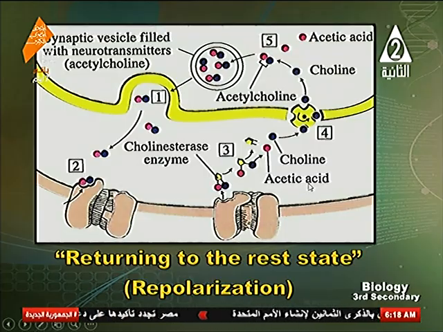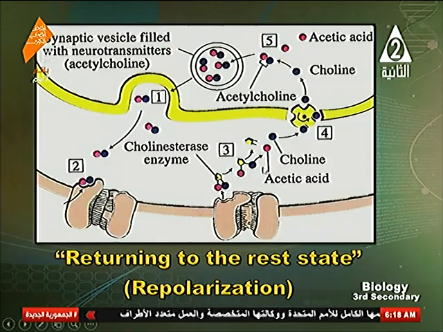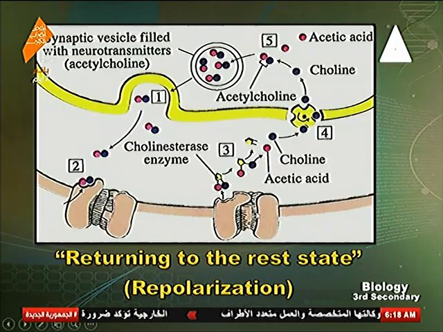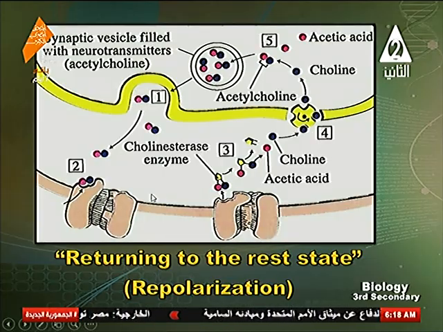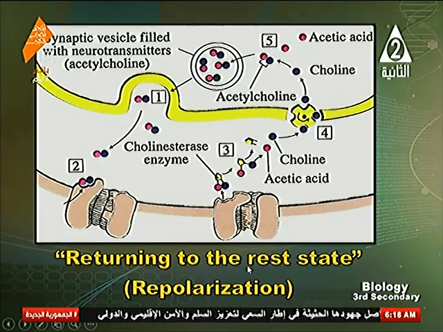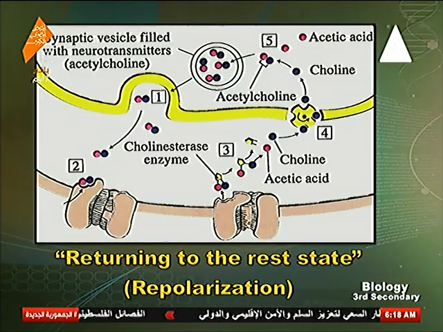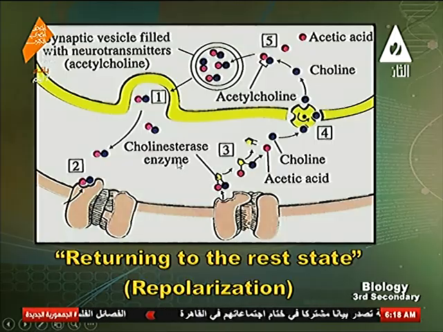So its action stops. When the cholinesterase enzyme breaks down acetylcholine, its action will stop. So its effect vanishes and the muscle fiber membrane permeability to ions returns to its original state, the rest state, which is the outer will be positive and the inner will be negative. Okay, this is the rest, returning back again to the rest state by the action of cholinesterase enzyme. Don't forget that. Return to the polarization state by the action of cholinesterase enzyme.